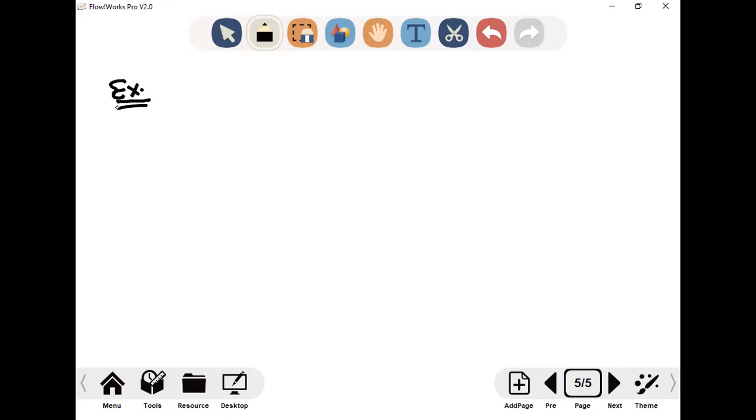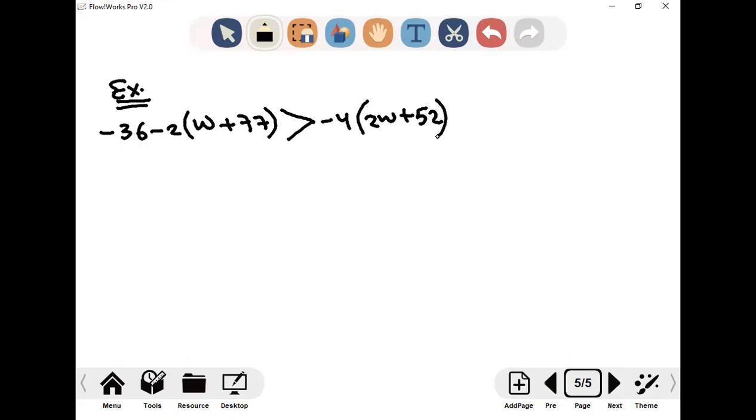Example. It's not solved in your book. Negative 36 minus 2 with W plus 77 is more than negative 4 with 2W plus 52. I will make this plus.